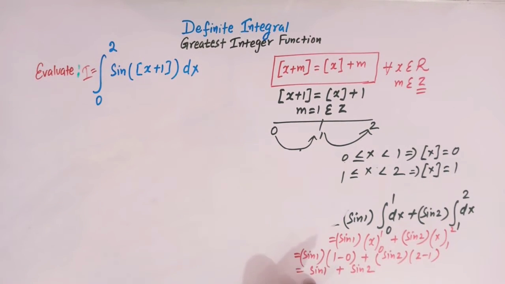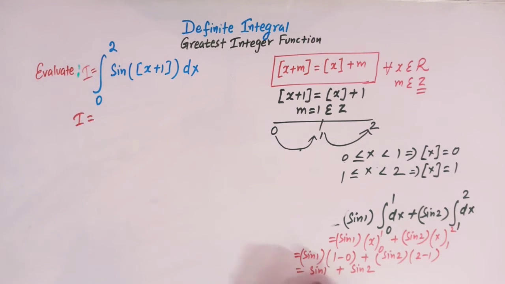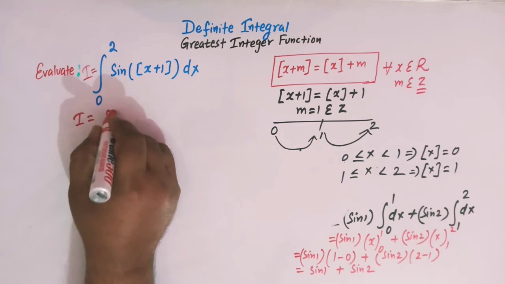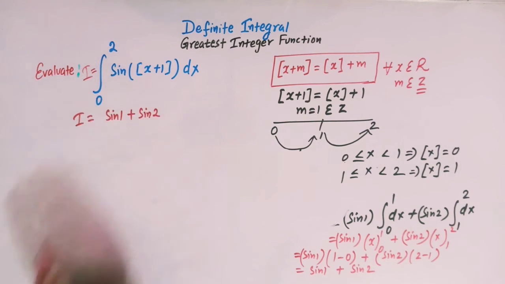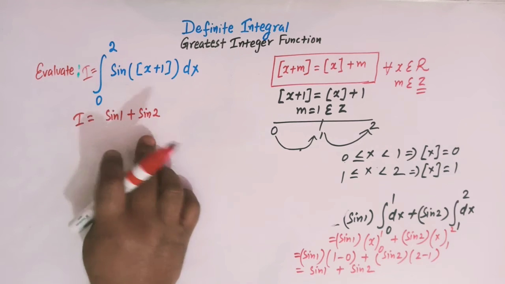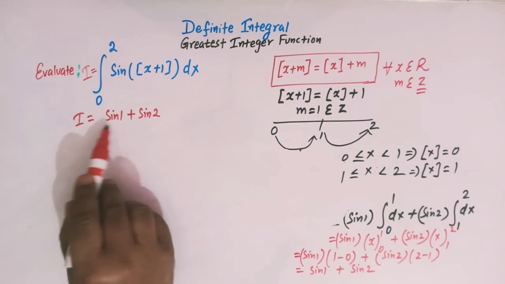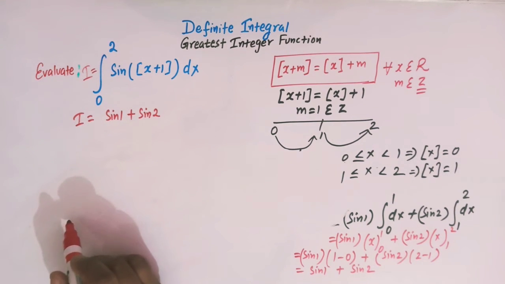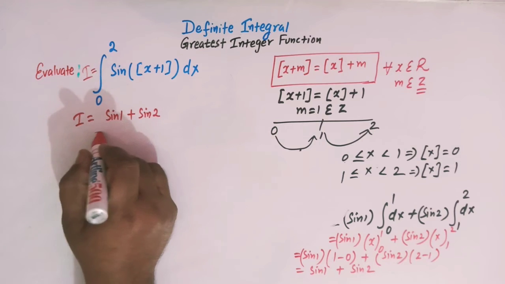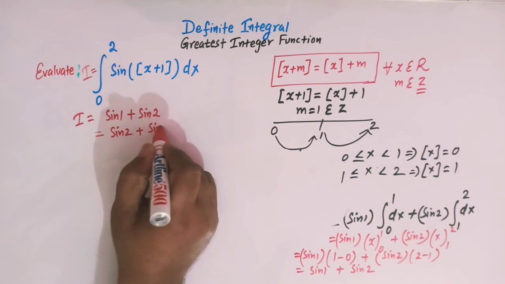Now viewers, we see that the value of this integral I has come out to be sine 1 plus sine 2. This is the value of this integral. But we can further simplify it by making some trigonometric transformations. Here we can also write it as sine 2 plus sine 1.